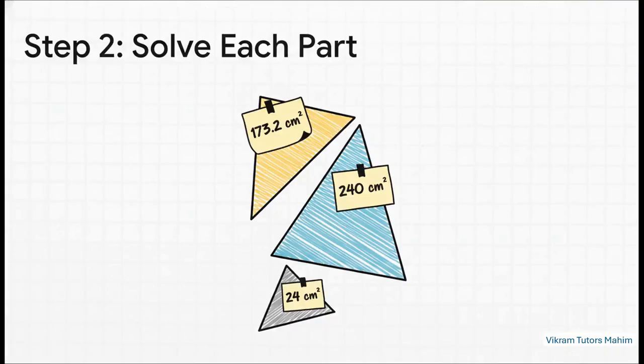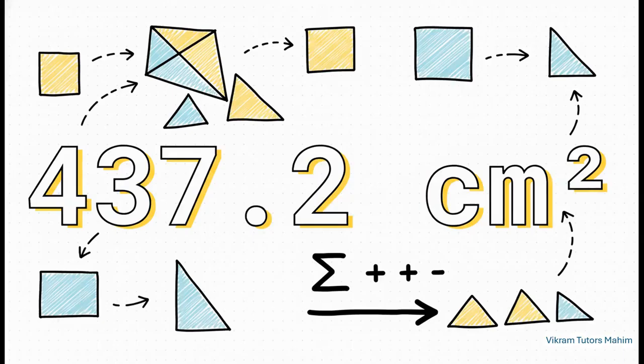Step 2 is just divide and conquer. We take our simple triangle area formula and apply it to each piece, one by one. The calculations tell us the top triangle is 173.2 square centimeters, the middle one is 240, and that little one at the bottom is 24. And what's the final step? You guessed it, we just add them all up, which gives us a grand total area of 437.2 square centimeters. See, that's the power of this whole technique. We just solved a complicated-looking problem by breaking it down into super easy pieces.